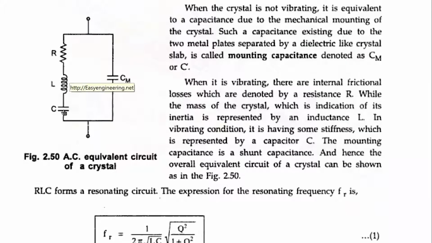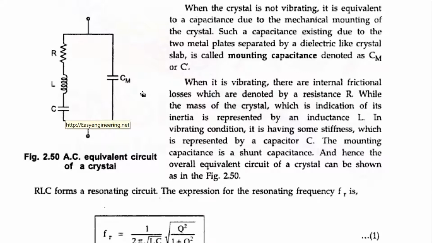So what do you mean by series resonance? Resonance considering only the series combination of the three elements, which is the left side branch, that is RLC. The resonance that we get by considering only this is the series resonance. Now, resonance considering the effect of CM also will give the parallel resonance.